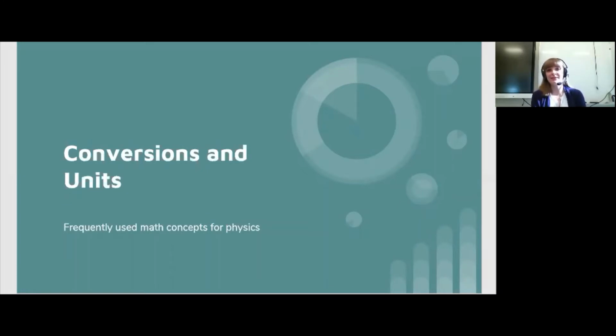Before we actually start talking about physics, we do need to review a couple of important mathematical concepts. The first one that we're going to look at is conversions and units. We're going to be doing a lot of unit conversions in this class, so it's really important that we solidify this and understand what we are doing when we do unit conversions.